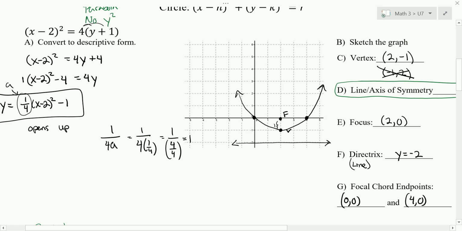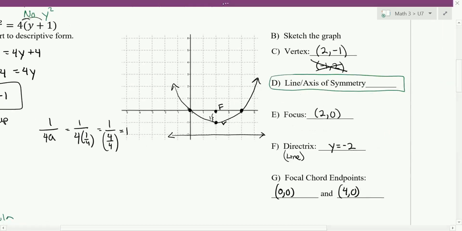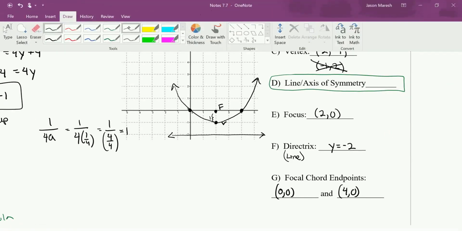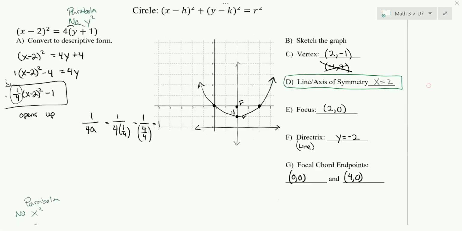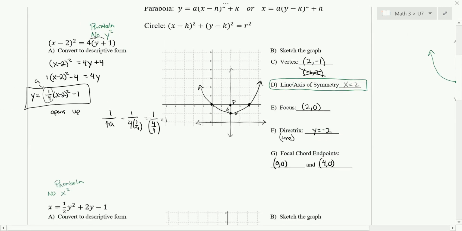And then the only part we didn't tackle yet is part D. And what I said is that always the line or the axis of symmetry always passes through the focus and the vertex. It's also always perpendicular to your directrix. And so what's that equation? Right. Good. X equals 2. All right. Skip now. We're just going to skip around here. Skip to the circle.